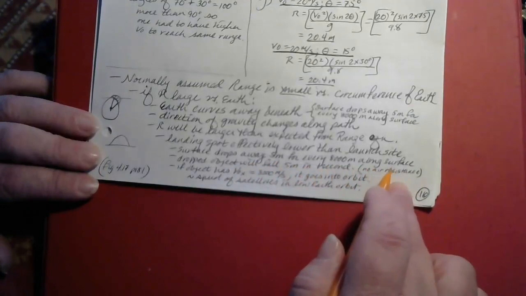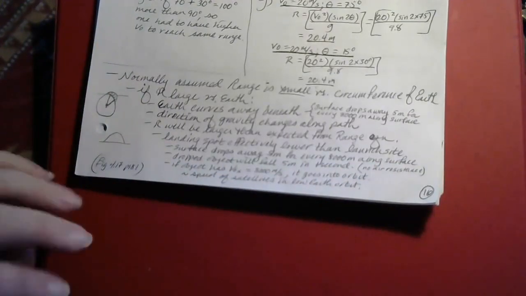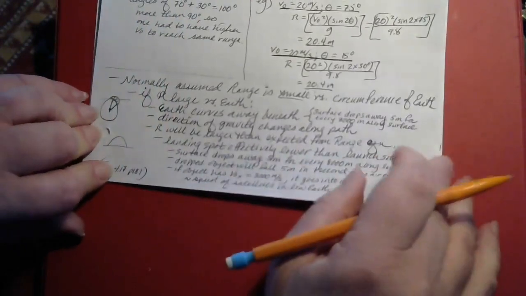The surface of the Earth drops away 5 meters for every 8,000 meters along its surface. 8,000 meters sounds really long, but 8,000 meters is only 8 kilometers. So it's maybe 5 miles. Okay, and then it goes on to just mention that if you give an initial velocity of 8,000 meters per second to your projectile, that's enough to put it into orbit. If you want to escape orbit and go out into outer space, it takes a lot more than that, not a lot more velocity than that. And because of that, that's about the speed at which satellites are launched into low Earth orbit, about 8,000 meters per second.